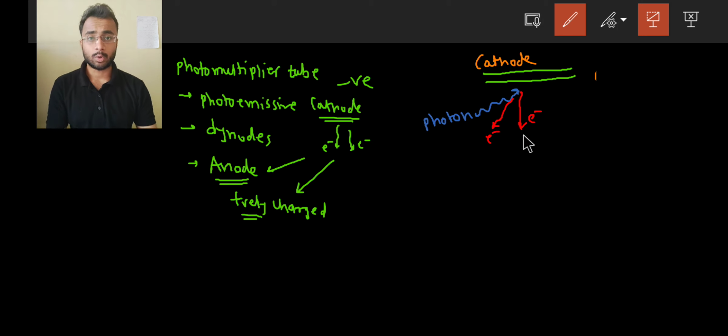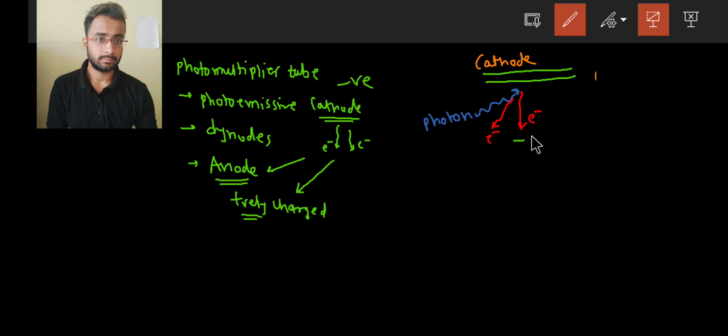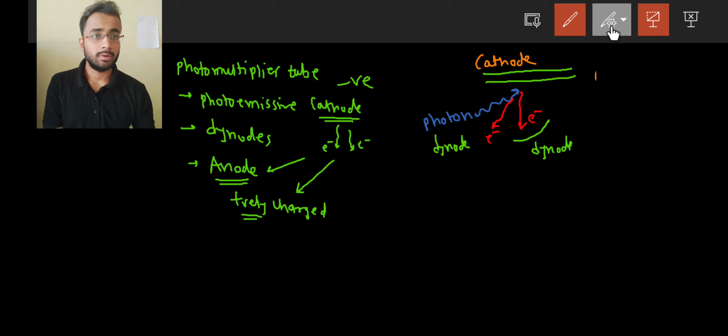These electrons first will hit a dynode. Okay, it will hit the dynode. And now this dynode will emit multiple electrons. As soon as this electron hits this dynode, it will emit multiple electrons.